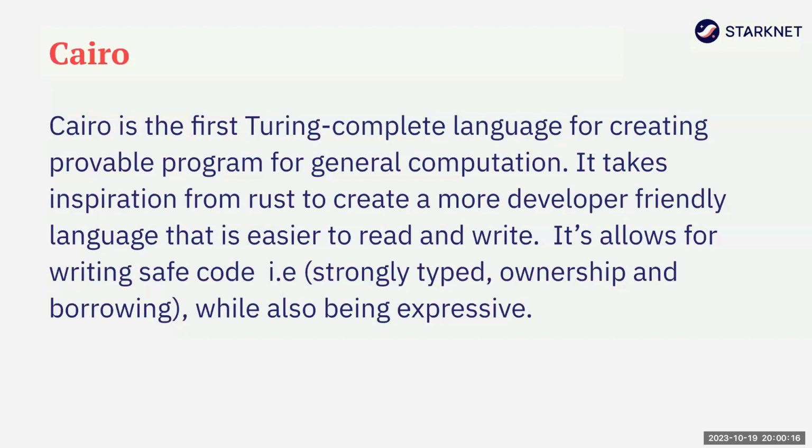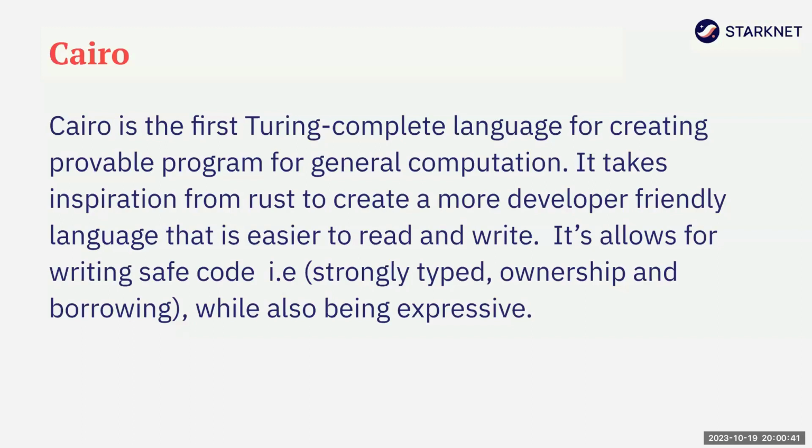And what do we mean by provable programs? In the sense that when you write computation, say your smart contracts, the high level computation has to be converted into proofs and be executed and sent to the L2 network to be able to verify those proofs. So this is where Cairo comes in.